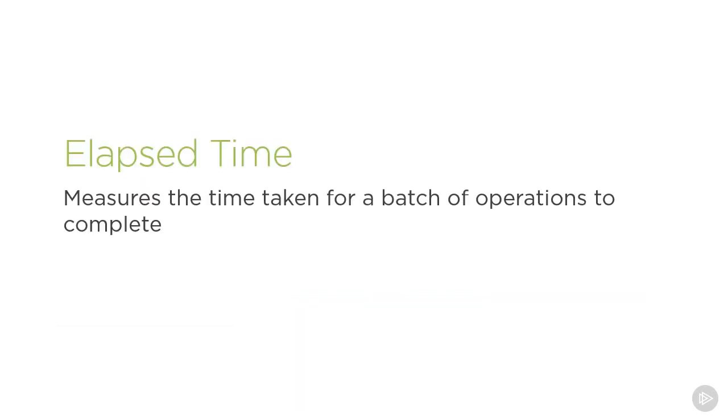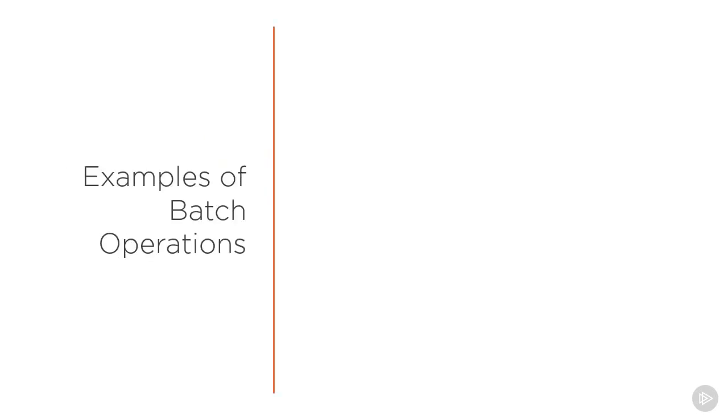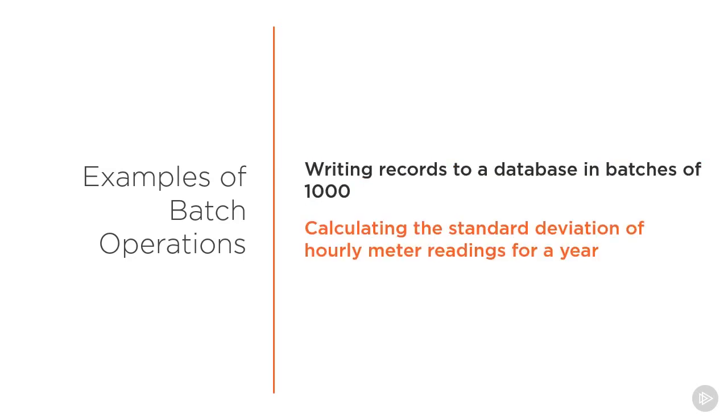Elapsed time is similar to latency, but instead of measuring the time taken for each individual operation, elapsed time measures the time taken for a batch of operations to complete. This comes in handy in cases where applications typically perform actions in batches. An example would be the amount of time it takes for an application to write 1,000 records to a database, or the amount of time needed to calculate the standard deviation of 8,760 hourly energy meter readings.